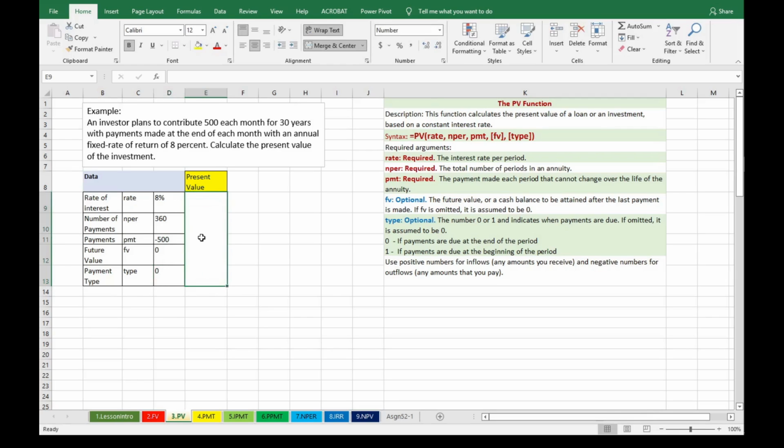So present value, the function is equal to PV and rate. Rate is 8% and we need to divide this by 12 because of monthly payments. Then NPER is 360, that's already in months. Then contribution each month is minus 500, and then FV is 0, or we can just omit that and close the parenthesis and calculate. So we got the value of present value of 68,141.75.